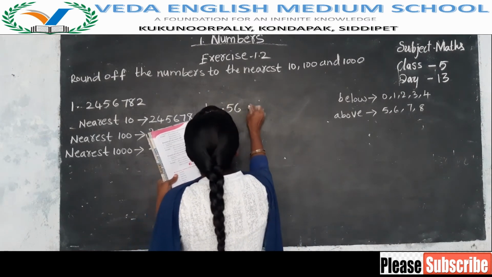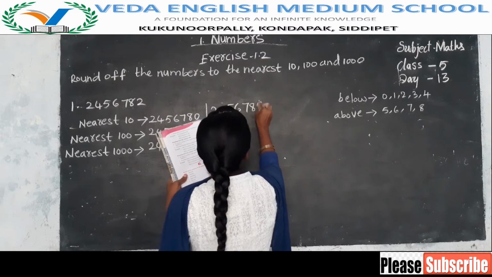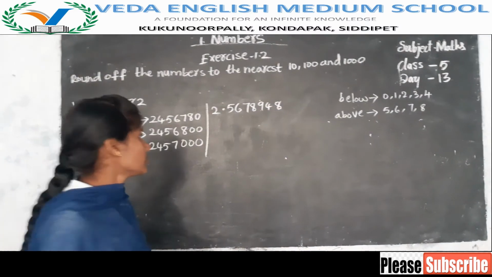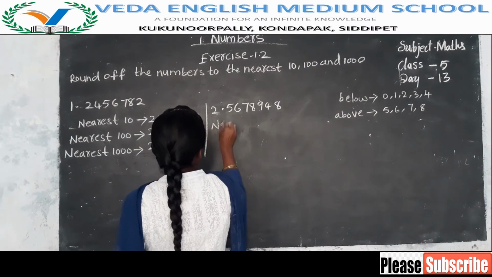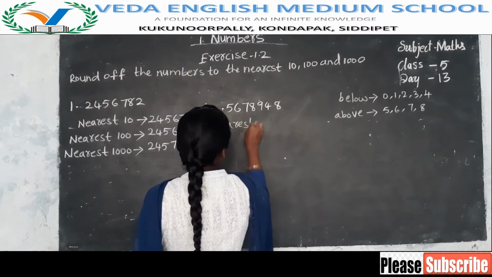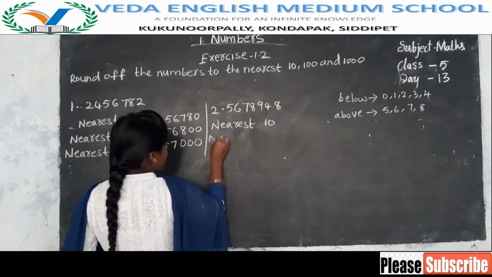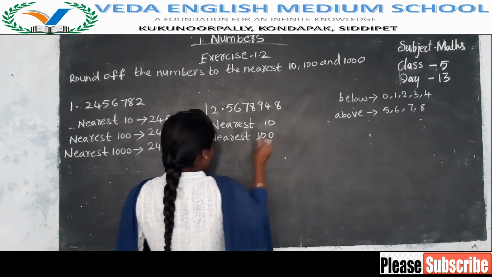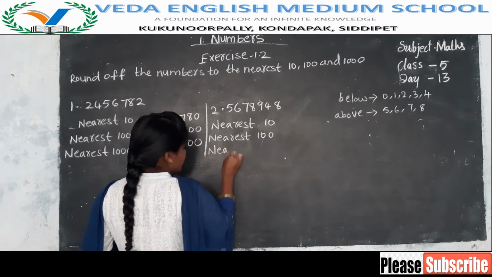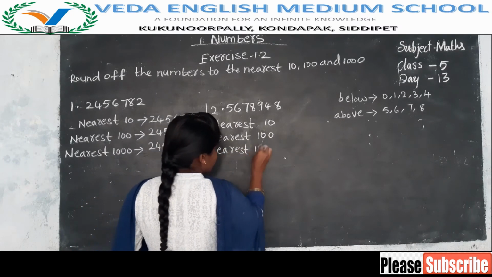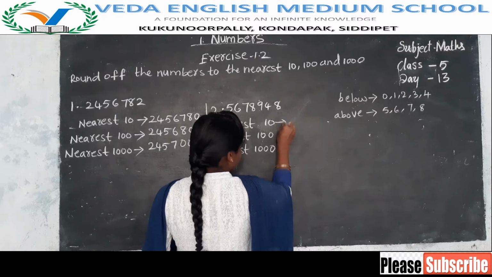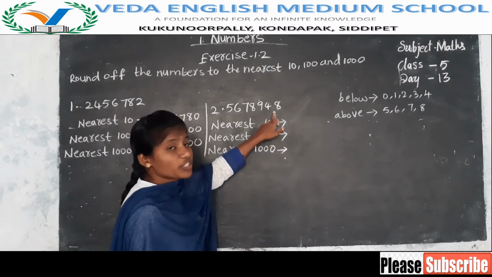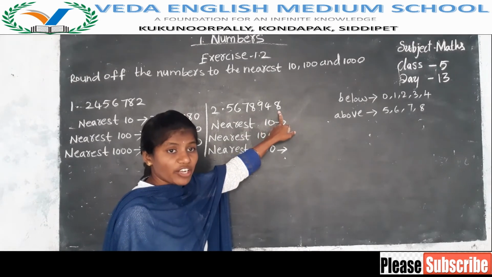5, 6, 7, 8, 9, 4, 8. Now, nearest 10, nearest 100, nearest 1000. Now, nearest tens means which place value you have to check? You have to check the place value of ones.